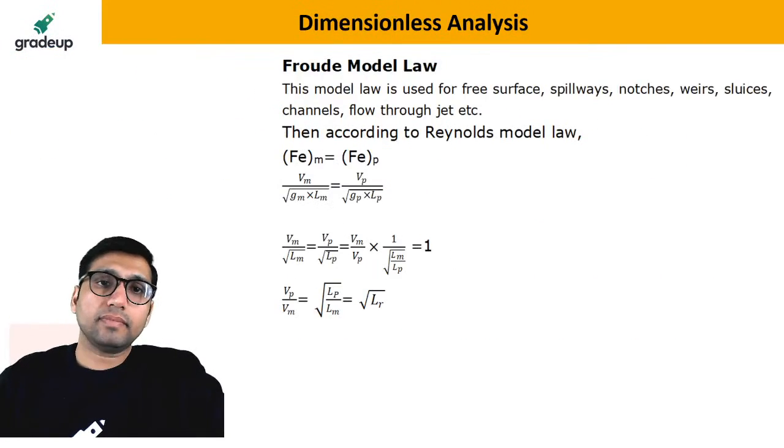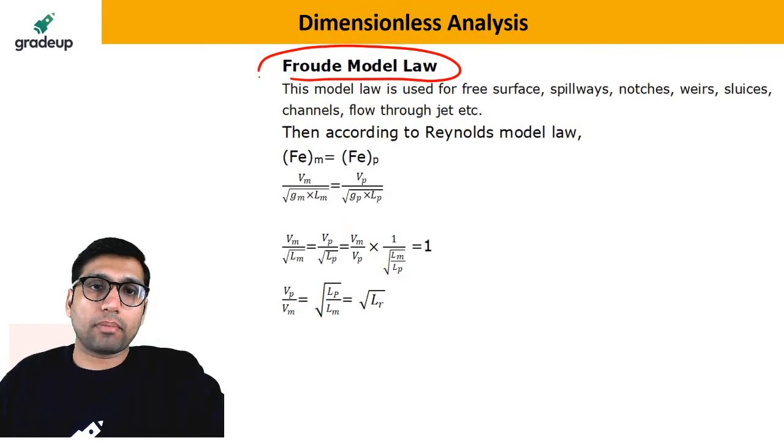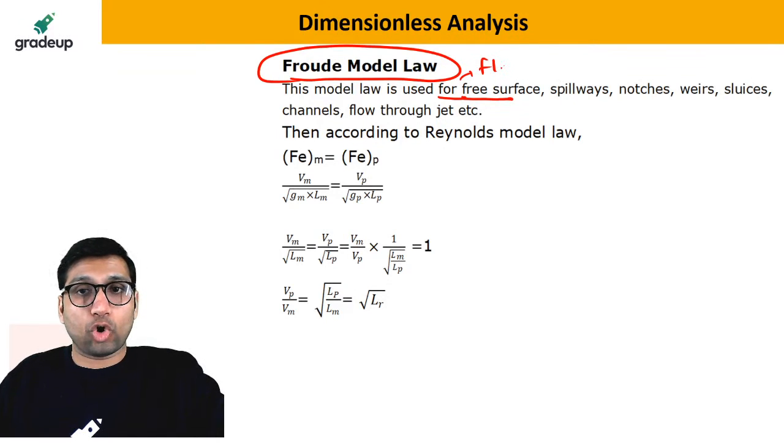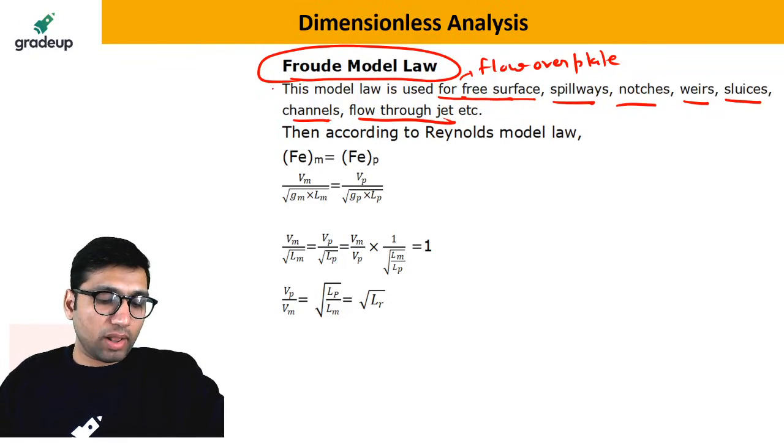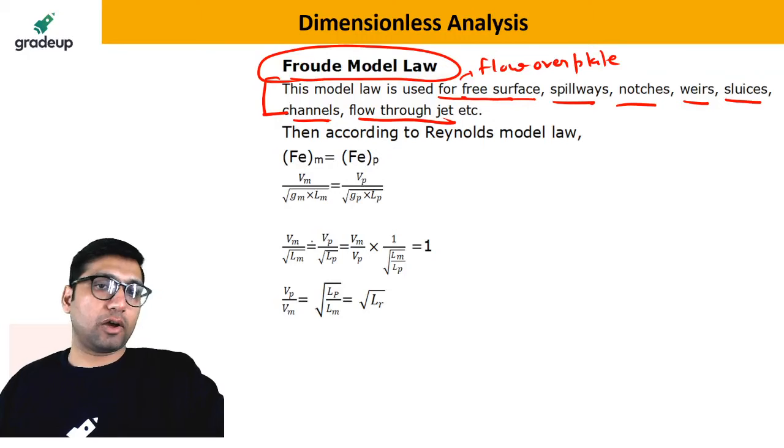Okay. Next model is Froude model law. Froude model law is basically used for applications of free surface, when the flow takes place over a flat plate, flow over plate. In applications of flow over plate, free surface, spillway, notches, weir, sluice gate, channels, flow through jet, in all these applications, we use the Froude model law. In Froude model law, we just have to equate the Froude number of model and prototype.